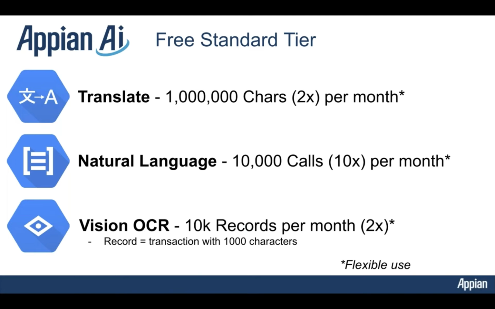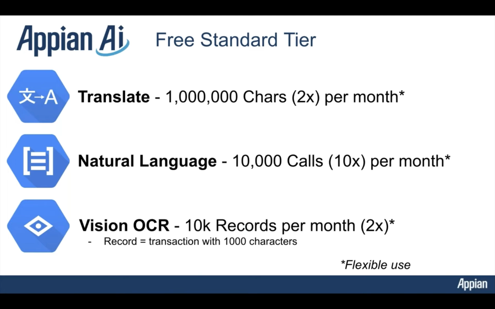And then Google Vision OCR, which is going to allow for up to 10,000 records per month. Now, records, not to be confused with an Appian record. A record in Google Vision OCR is a transaction with up to 1,000 characters. So for example, if I have a PDF document I want to do OCR on, let's say the PDF document has 2,000 characters in it. That's going to be 2 records, counting towards your 10,000 records per month. Again, that is double what you get from Google out of the box with Google Vision OCR.